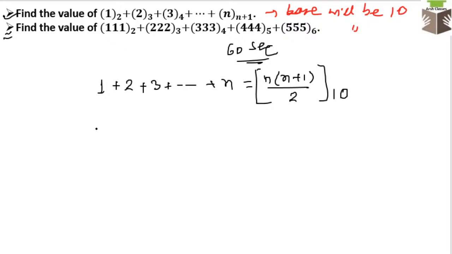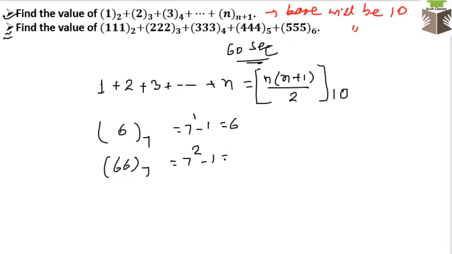Let us say, for example, the base is 7. The maximum possible digit you can write is 6. So for 6, the answer will be 7 raised to the power 1 minus 1, which is nothing but 6. If you convert 6 in base 7, using the method you know for converting to decimal, you will get 7 square minus 1. This is nothing but 49 minus 1, which is 48. You will wonder how you are writing like this, right?